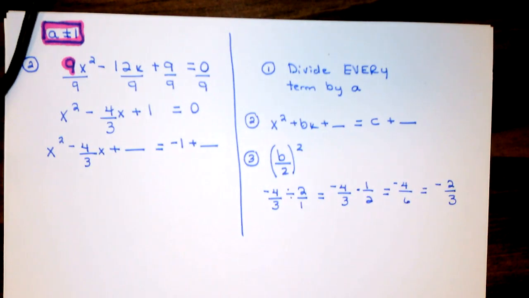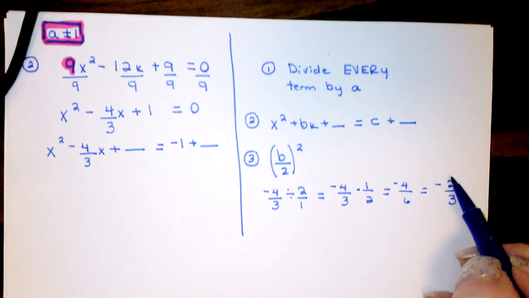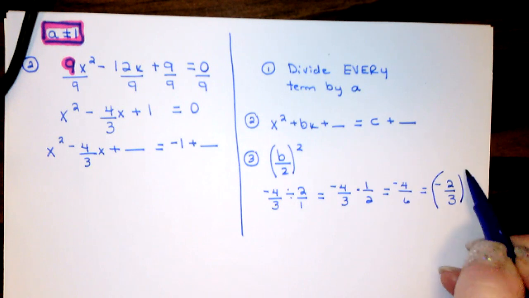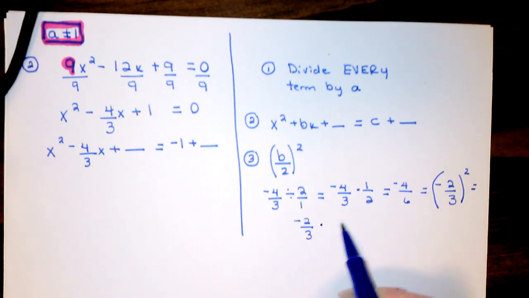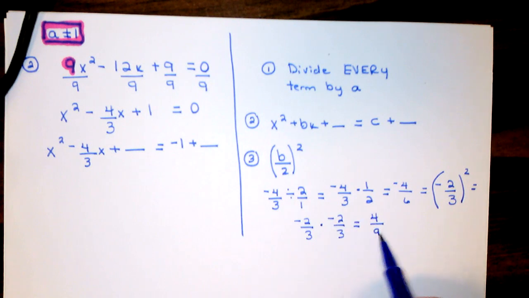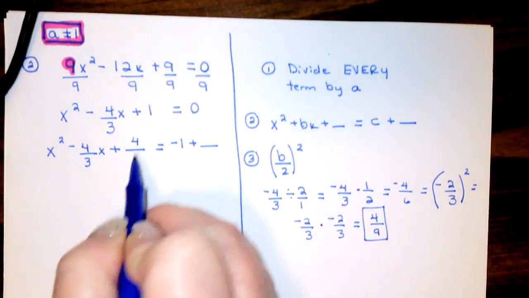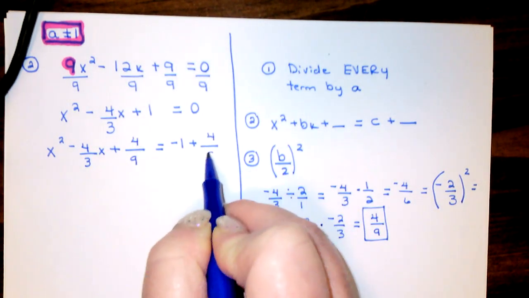So I've halved it. Now I'm going to need to square it. When you square something, it's like multiplying it to itself. So that's going to give me a 4/9. That's what's going to go in the blank, 4/9. So I'm going to put that here and there.